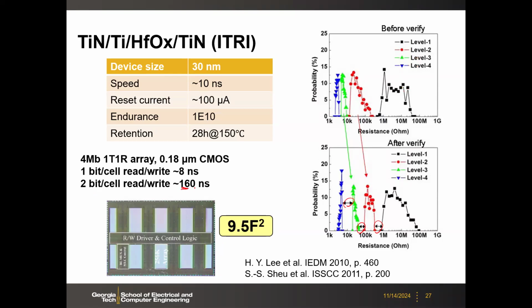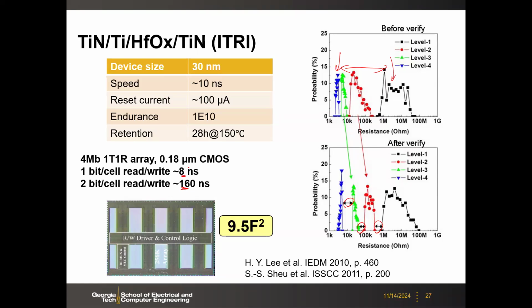If you only do a 1 bit operation, with a very high resistance state and a very low resistance state, the gap is large, so you don't need to verify. You can do that within 8 nanoseconds, even at the chip level, including the wordline decoder and the peripheral circuit delay. You can do read and write within 8 nanoseconds. But with the verify, of course, everything slows down.